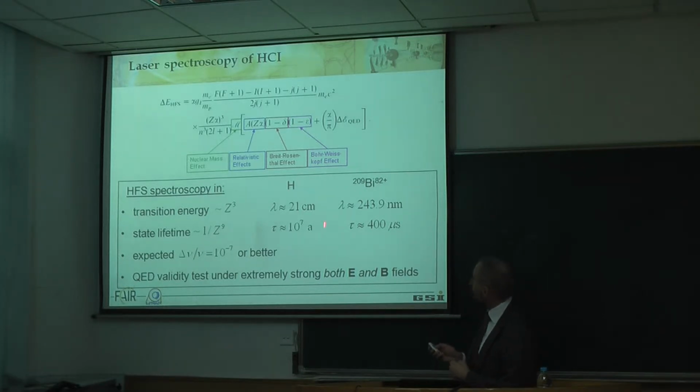And here's the comparison between hydrogen, where this wavelength is 21 centimeters, and then if you go to bismuth, it becomes a visible transition. Well, actually it's in the UV, but it's nearly visible. But it is accessible by lasers, so you can do a high precision measurement.